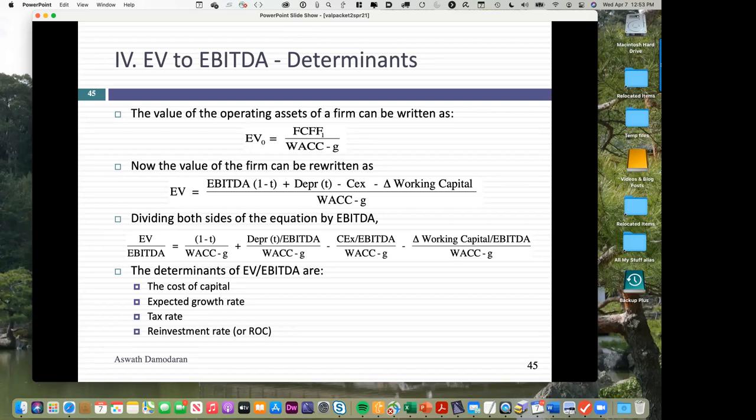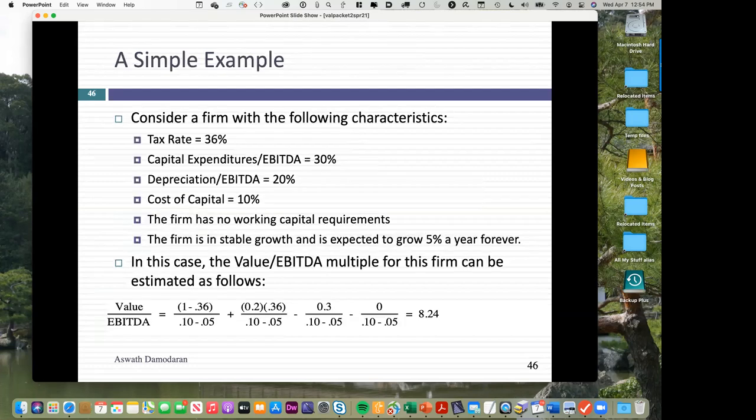Now, one way to think about what we're doing in this section is I'm giving you the ammunition to ask me the right questions when I come to you with a company and say, this company is cheap, right? Because there are reasons why some companies trade at low EV to EBITDA multiples. They have a high tax rate, they have terrible returns on capital, they have low growth rates, a very high cost of capital. And those are all factors that you've got to control for.